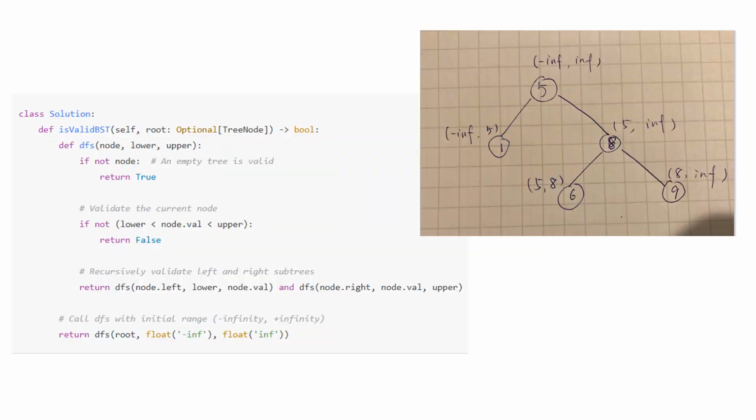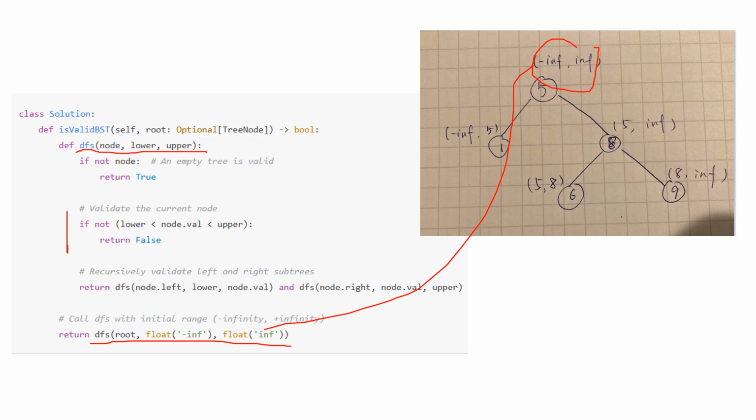Okay, now we know how to do that. Let's look at the code. We basically define this DFS, and in this DFS, we give three parameters. One is the node we are checking, and then lower and upper are the range we are given. So when we start traversing the tree, we first give the root node, minus infinity, and infinity as the range. So this call is actually associated with this one here, and then after that, we will check.